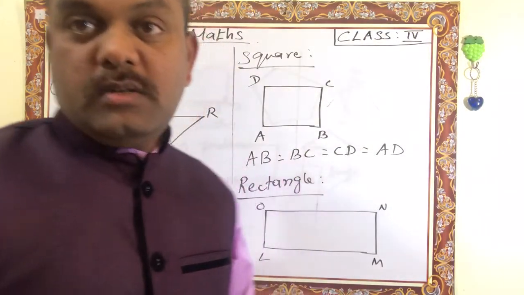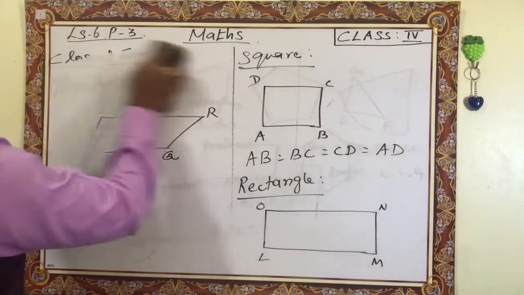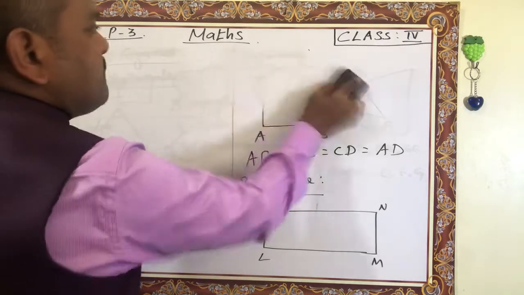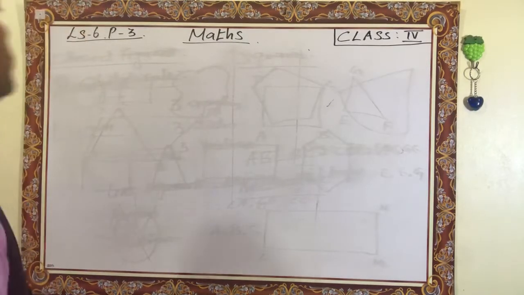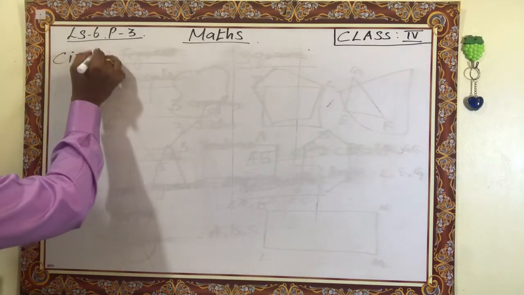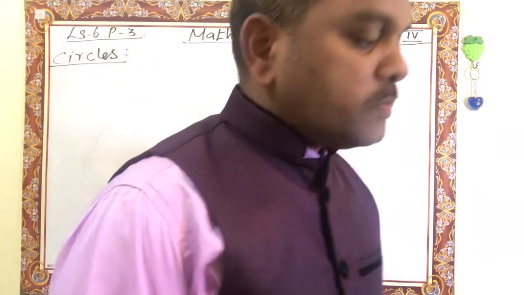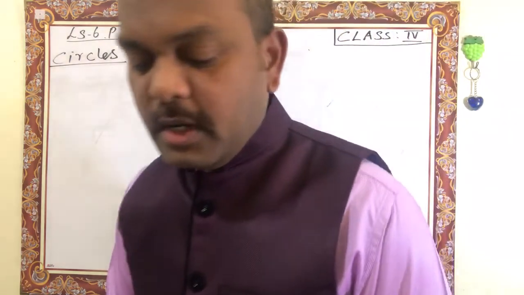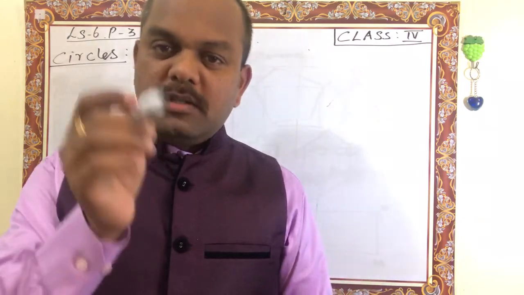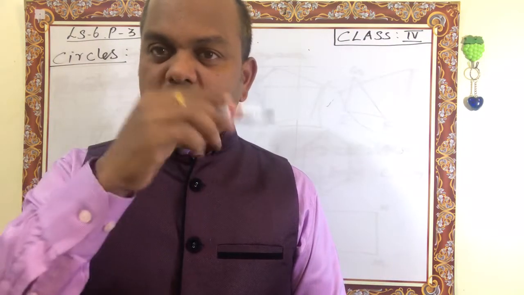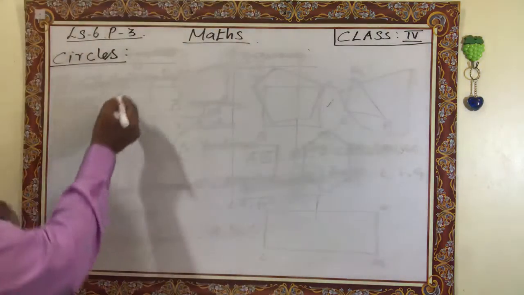And next one, circles. This is an important one. Next we are going to learn about circles. How to draw a circle? Very easy. Take one tumbler. Tumbler means glass. Keep it on your note. Take one pencil. Just do it. If you are marking the outer side, it will look like a circle.